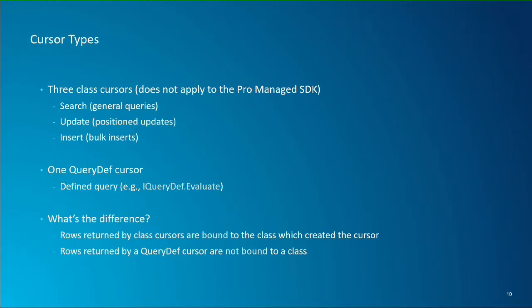There's also a QueryDefCursor. That's when you want to do a defined query such as a join between 2 tables. Okay, that's a 4th type of cursor. Now, what's the difference between these class cursors and the QueryDefCursor? What are the differences here?